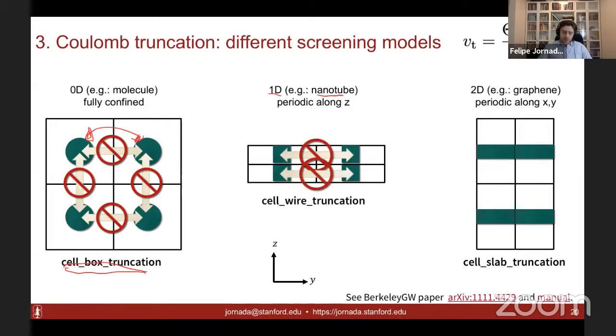And also if you have a two-dimensional material, such as graphene, which looks like this, and it's periodic along this X and Y direction, but is confined along this Z direction over here, you have this option called cell slab truncation, which truncates the Coulomb interaction and all spurious interaction along this confined Z direction.